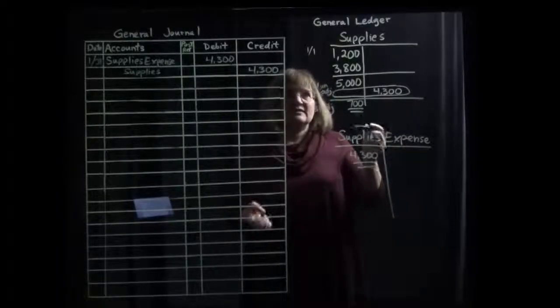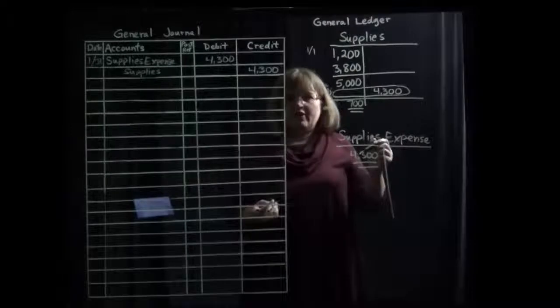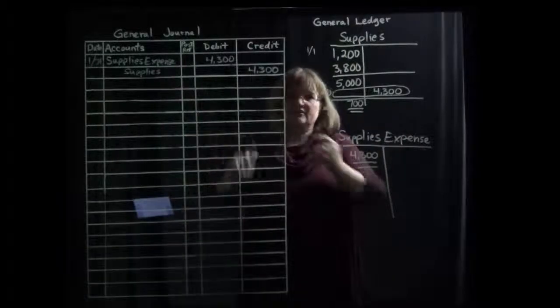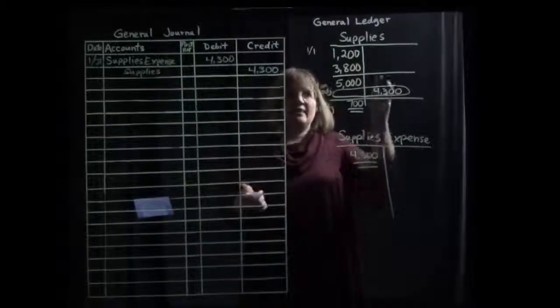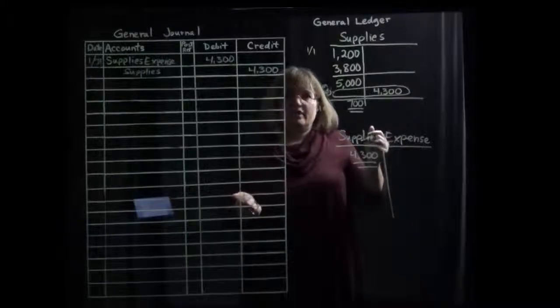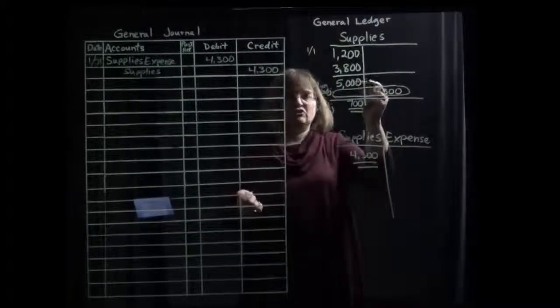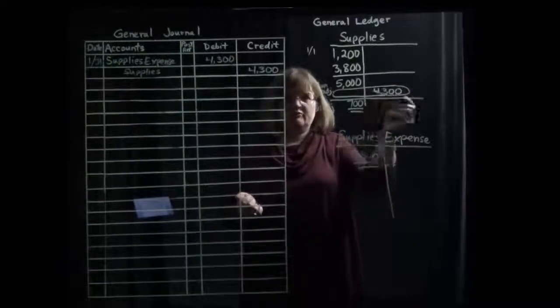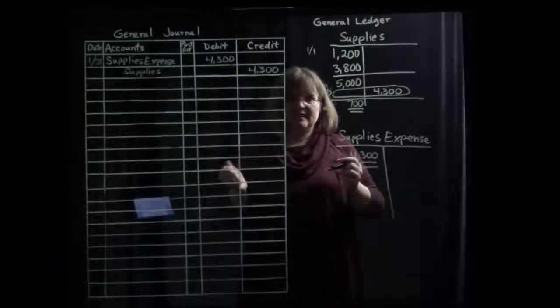So if they asked us what is true about our assets, if we failed to make this journal entry, we would say that they're overstated by $4,300. In other words, they're too high by $4,300 because we didn't make this entry.